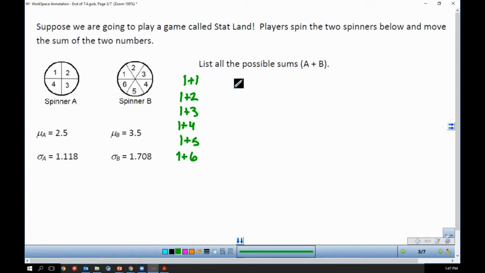And then I can go, and I'm not going to add them right now. I'm just going to try to list all my options, but leave enough space to add in the middle of each one. Now I spin a 2, so I can go 2 plus 1.